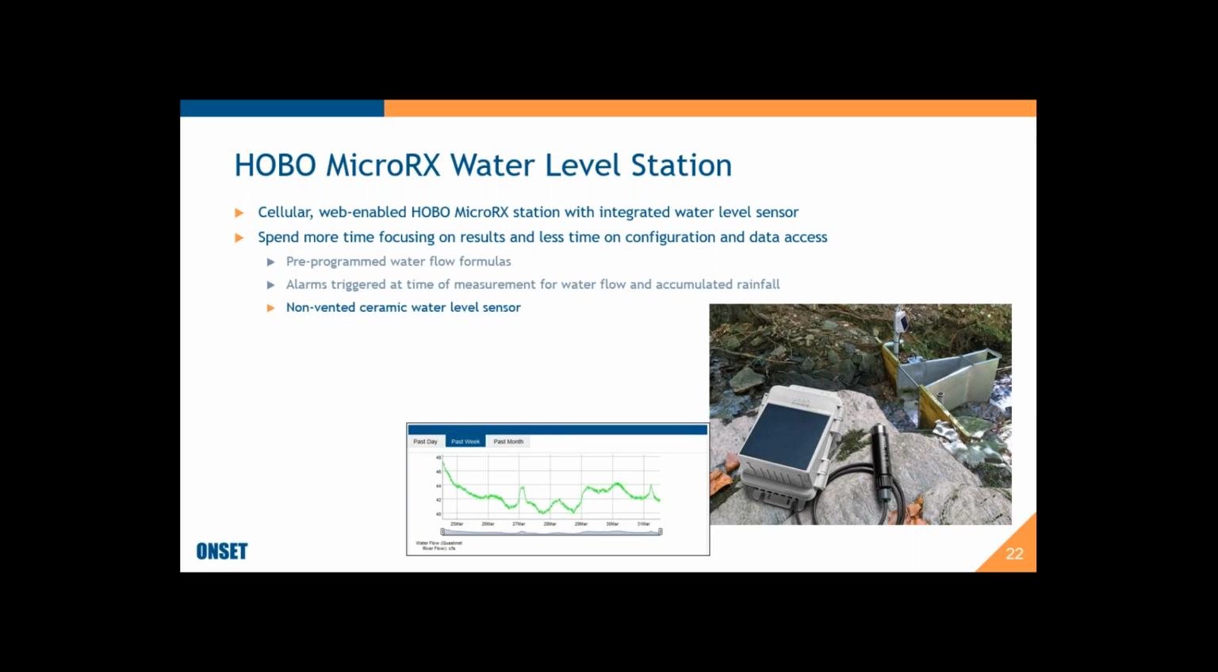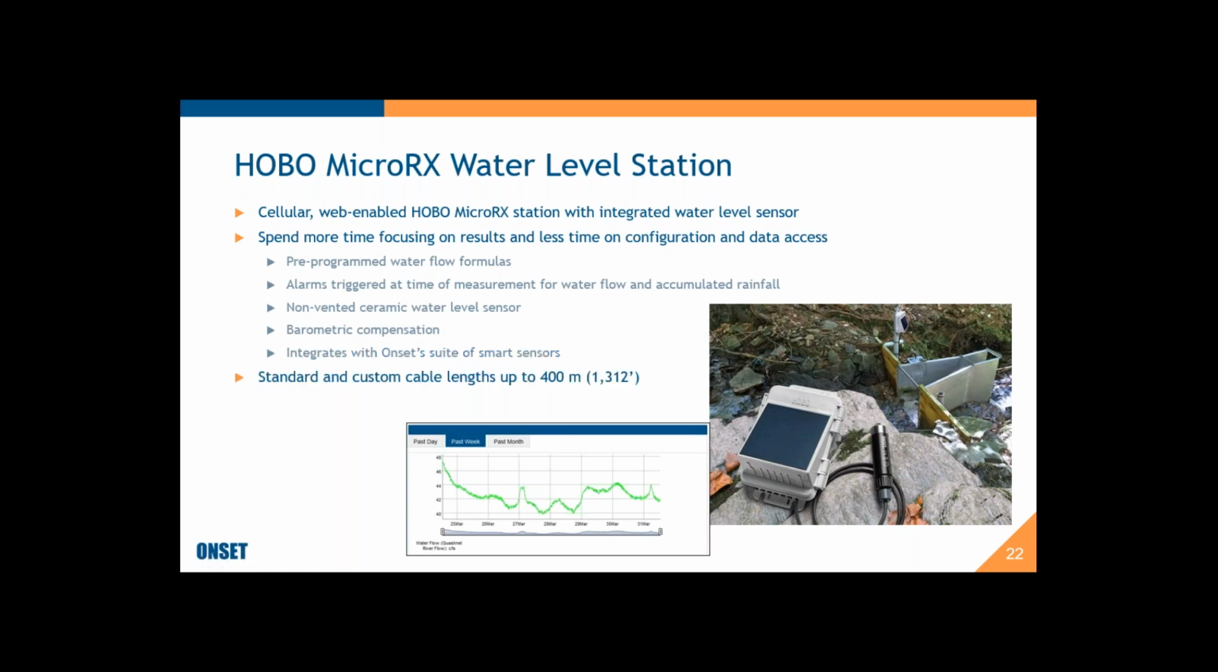They use a non-vented ceramic sensor that provides high reliability and low maintenance. The barometric compensation is built into the station, so it does the compensation for barometric pressure changes automatically. It also has inputs for up to 5 of our smart sensors. For example, a lot of times people also want to monitor rainfall at the same site. You can just plug a rainfall sensor into the same station. It's got an integrated solar panel, so that it basically runs indefinitely.